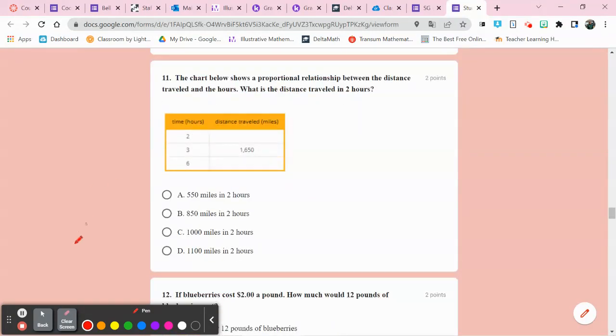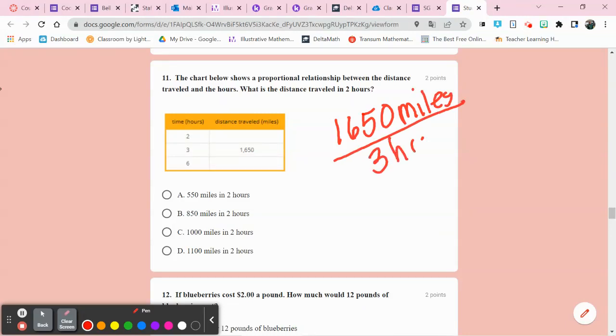All right, we're down to question 11. Question 11. The chart below shows a proportional relationship between the distance traveled and the hours. What is the distance traveled in 2 hours? Well, we need to know the distance traveled in 1 hour first. So we're going to take the second divided by the first. So we're going to do 1,650 miles divided by 3 hours.